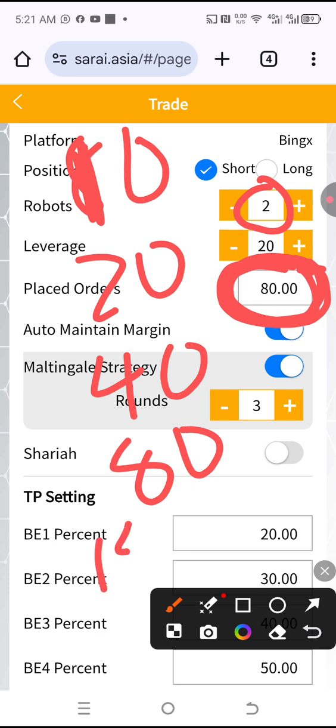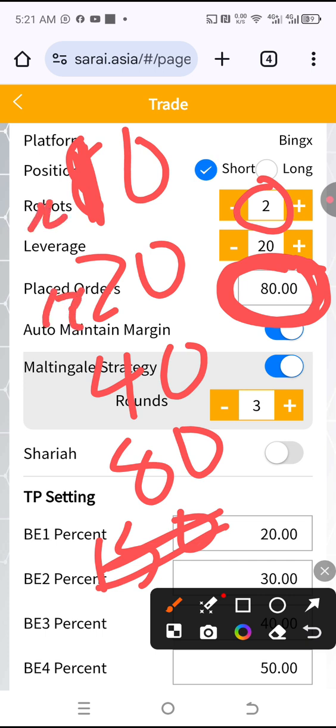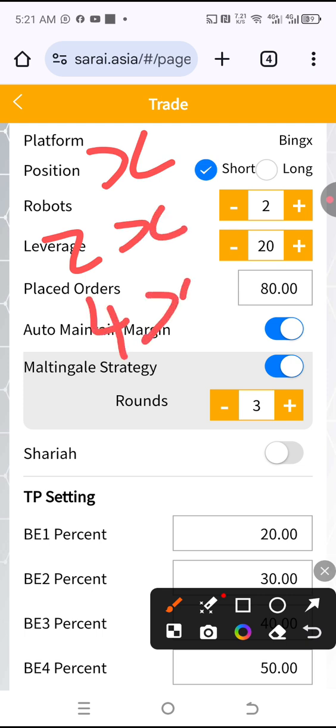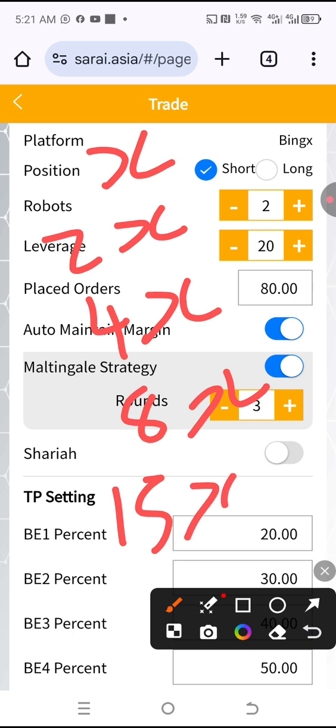Let me put it in a better form. This is x, 2x, 4x, 8x. x is the first one, 2x is the second one, 4x is the next one, 8x is the next one. So we have 15x. That simply means whatever we want to trade, we divide by 15 and put it there before putting on our Martingale formula.